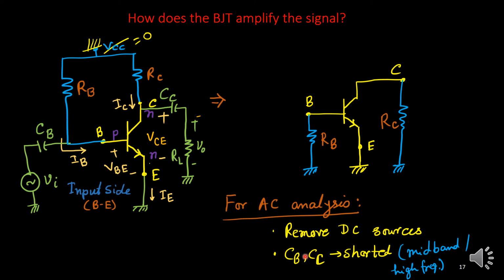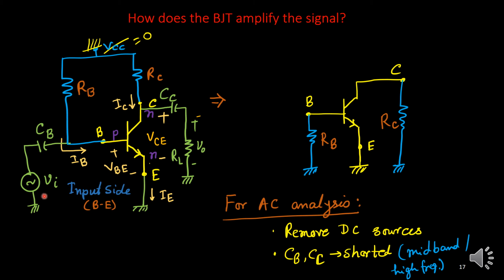But this is not true for very low frequency signals. If you use a very low frequency signal, CB and CC will contribute, and that time we can't ignore them. But we want to understand the AC analysis for mid-band and high frequency right now. The low frequency components will be discussed later in some video. So essentially, CB and CC are shorted.